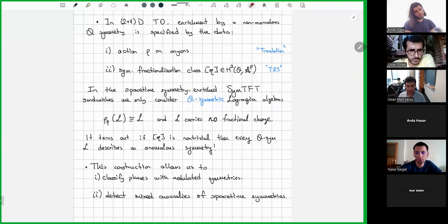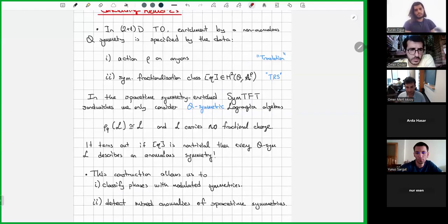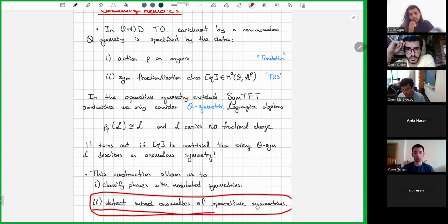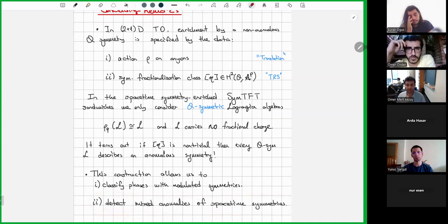Then this construction more generally allows us to classify phases with modulated symmetries. There's an example in the paper, which is a bit lengthy, where we classify, for instance, SPT phases with modulated symmetries. You can do it by really having some modulated symmetry and translation enrichment, demanding that there are translation-invariant unique ground states, and looking at all the Lagrangian algebras that give it to you. And that gives you a classification. And we can use this kind of construction to detect the anomalies of space-time symmetries that are mixed with internal symmetries, not just the space-time symmetry.